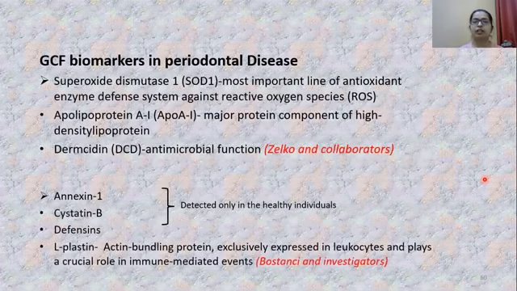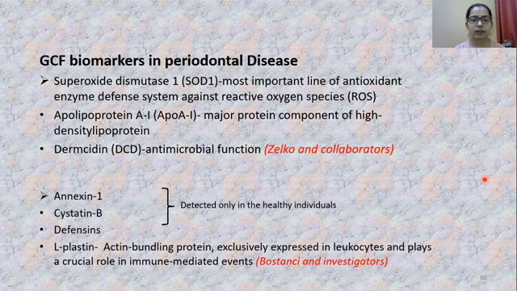Now coming to GCF biomarkers in periodontal disease, we have superoxide dismutase 1, which is the most important line of the antioxidant enzyme defense system. Then apolipoprotein A1, which is a major component of high density lipoprotein, and dermcidin, which has antimicrobial function. Then we have annexin-1 and cystatin B, which are mostly detected in healthy individuals, while L-plastin, an actin bundling protein, is expressed in leukocytes and plays a crucial role in immune-mediated events.